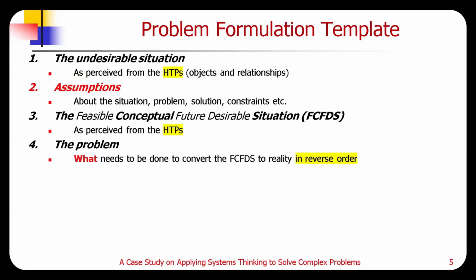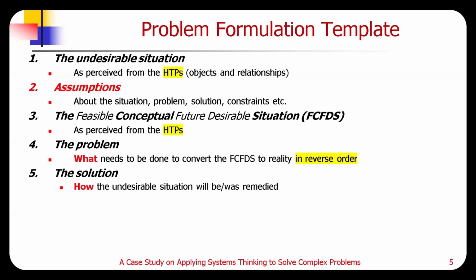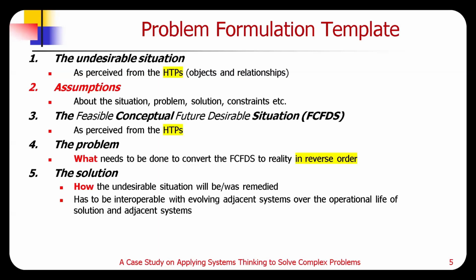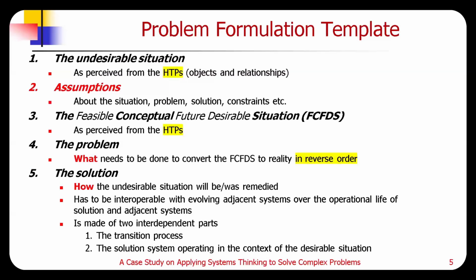What needs to be done to convert the FCFDS to reality in reverse order? And the solution is how the undesirable situation will be remedied at the planning stage, or was remedied if you're talking about it later. The solution has to be interoperable with evolving adjacent systems over the operational life of the solution and adjacent systems, and it's made of 2 interdependent parts: the transition process and the solution system operating in the context of the desirable situation.